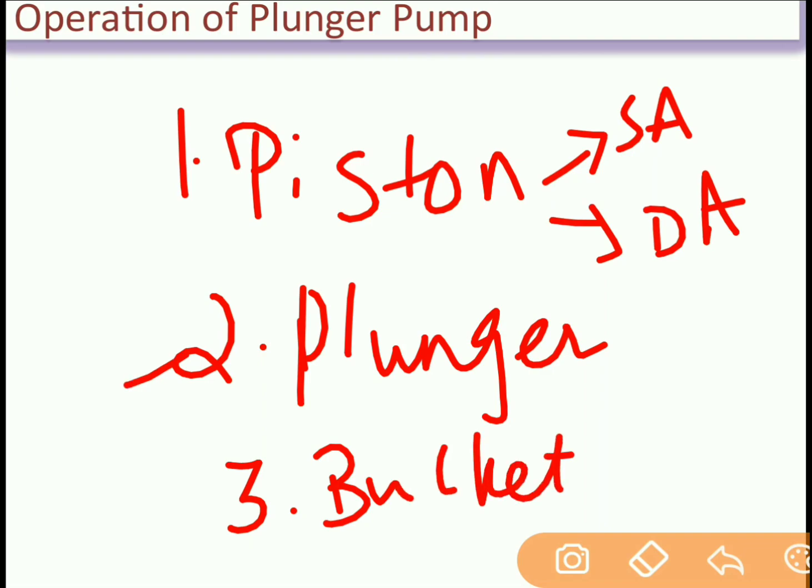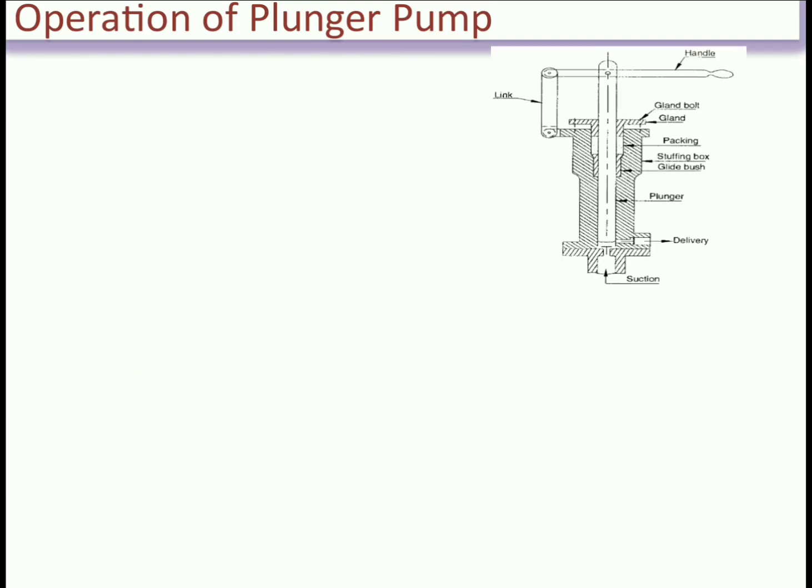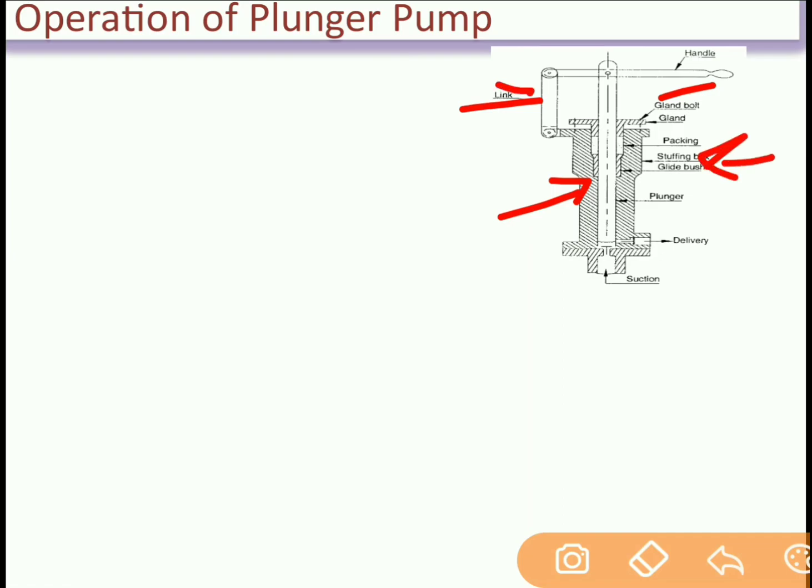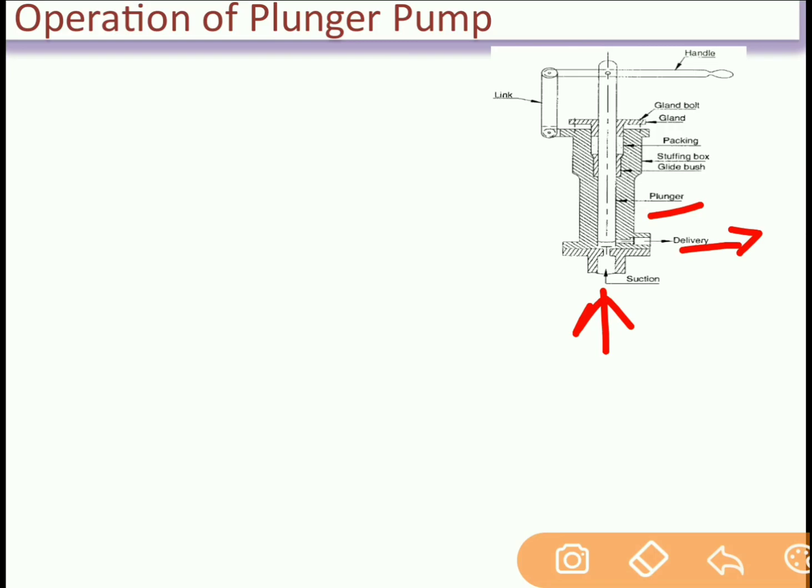So we are on the second category of reciprocating pump, that is plunger pump. You can see that in a plunger pump there is a plunger which is connected to the handle. This handle is connected to the linkages. There is a stuffing box and the bushes, which are provided so as to prevent the leakage of liquid on the upper end of the pump. Now at the bottom end of this plunger there is a suction pipe, and on the side there is a delivery pipe. So when the handle moves in the upward direction, the plunger will move in the upward direction.